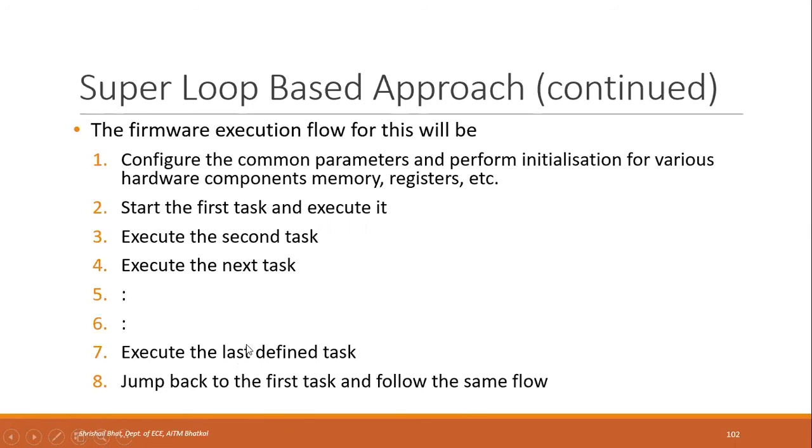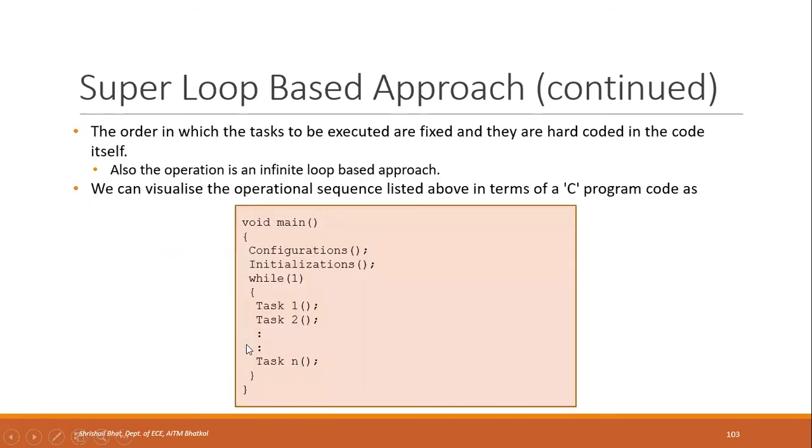That means all the tasks are executed in sequence, and they are executed again and again, one after the other. The order in which the tasks are to be executed is fixed, and they are hard coded in the code itself. You cannot change it. The operation is also an infinite loop based approach. The order is fixed, coded in the code itself, and the tasks are executed one after the other.